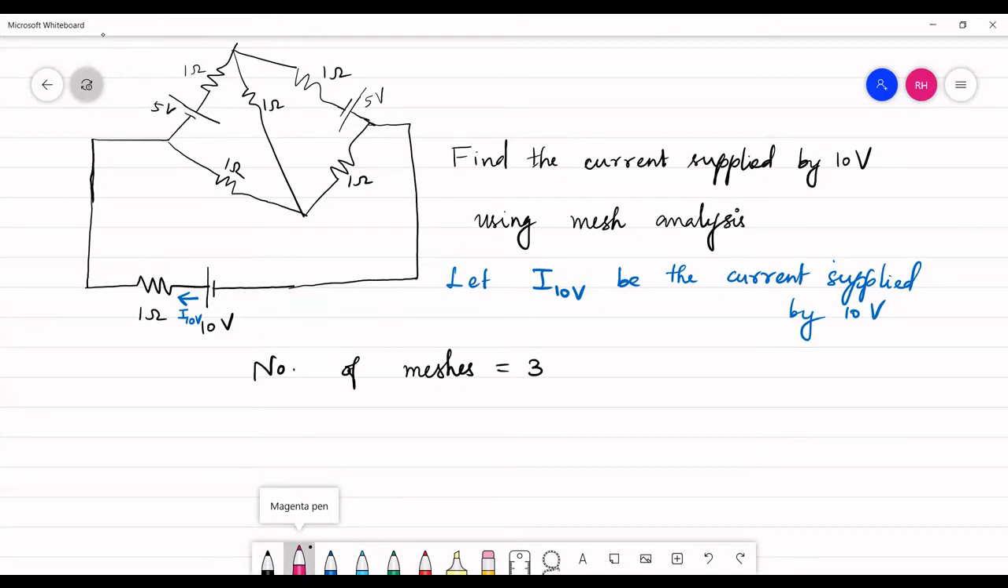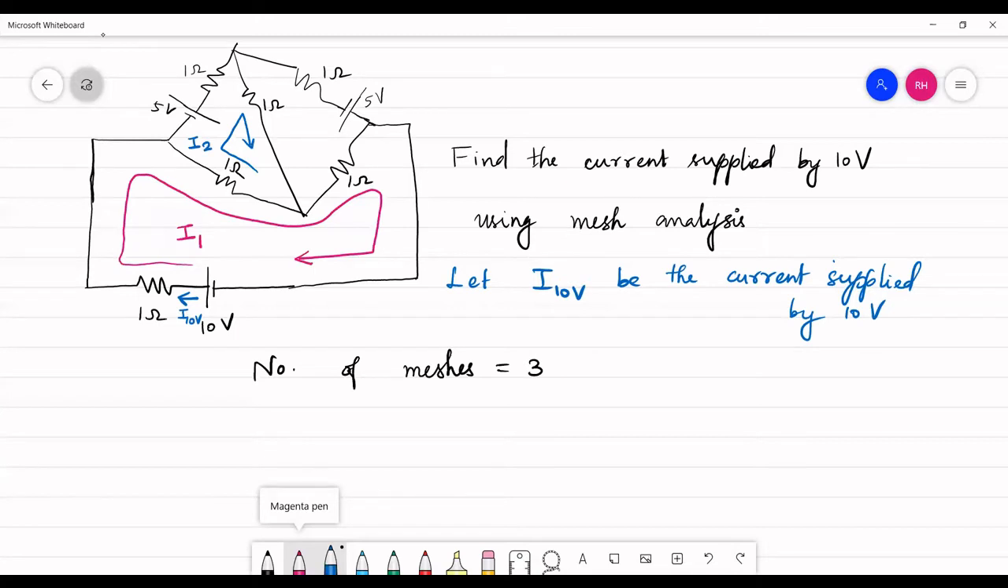So now let me assume the mesh currents. So I am at the first step, I have identified the number of meshes. I say we have 3 meshes. So let me assume 3 mesh currents. So this is one mesh. So this is going to be the direction of current I1. Let I1 be the current that flows in mesh 1. And the next current, so let this be the other mesh. So let me name the current as I2.